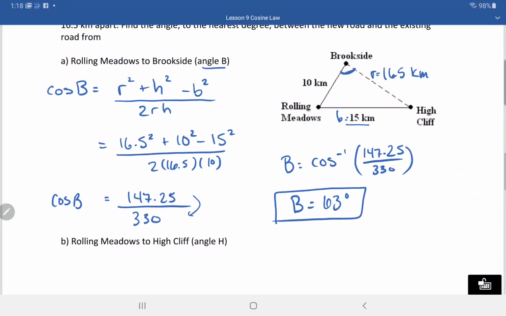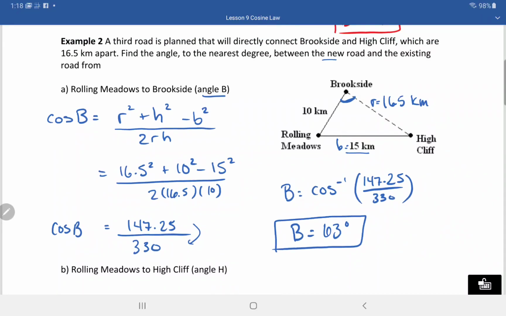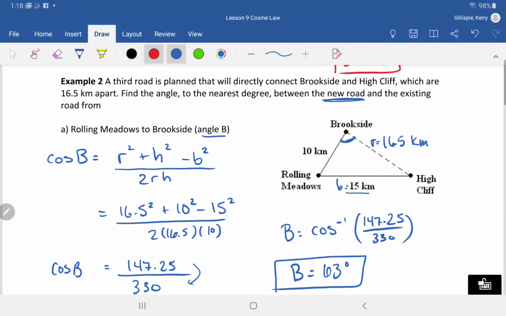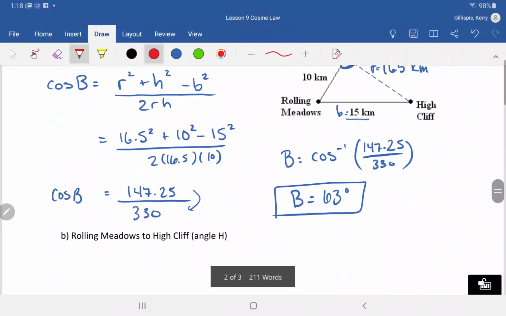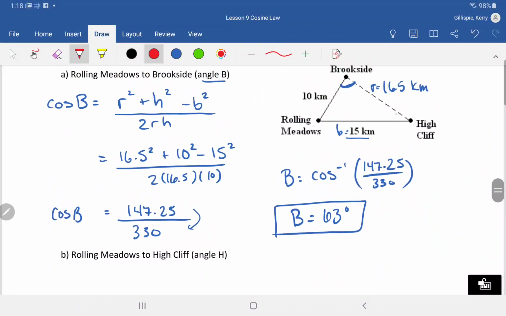All right, part B is asking us to find angle H. So it's asking us to find the new road. Remember this question wanted the new road and the road from Rolling Meadows to High Cliff. So we'll go different color again. So we are asked to solve for H in this case. Now there's two ways we could do this at this point. We do know the complete pair that we just finished. So we know that this is 15 and this was 63 degrees.